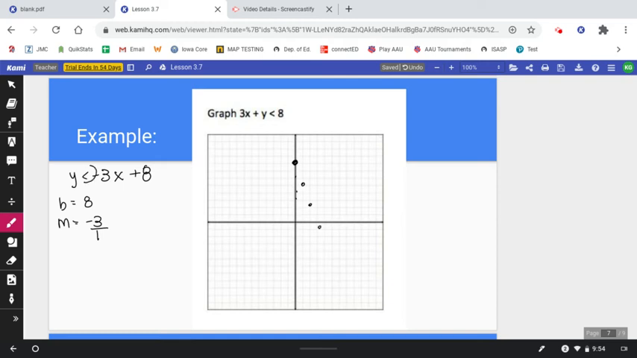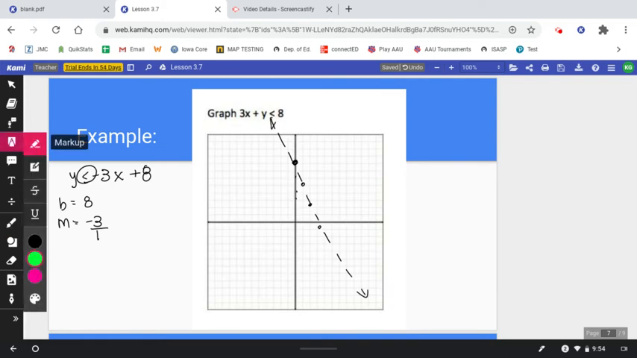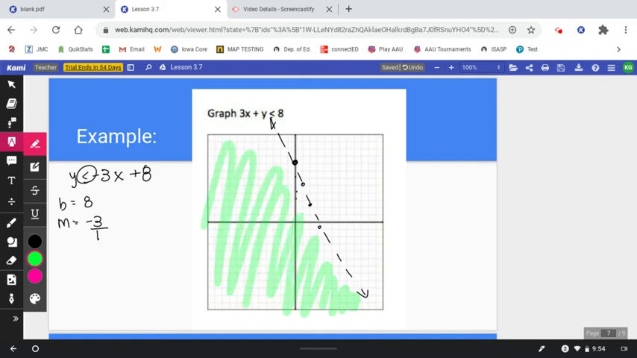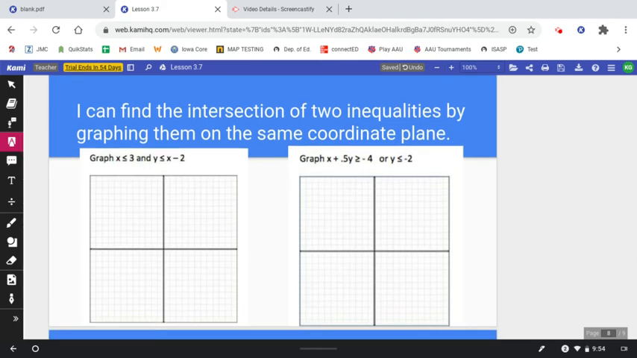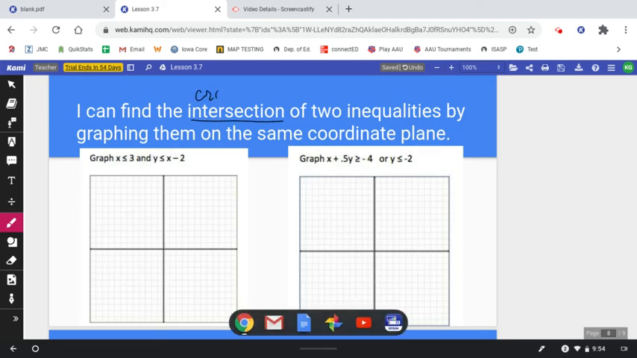Going to my line here, it's a less than, it's not equal to, so it's going to be a dashed line. And then for my shading, it's less than, so I'm going to shade everything below my line. The next thing we'll have to do is graph two inequalities on the same coordinate system and find their intersection, or where they cross.